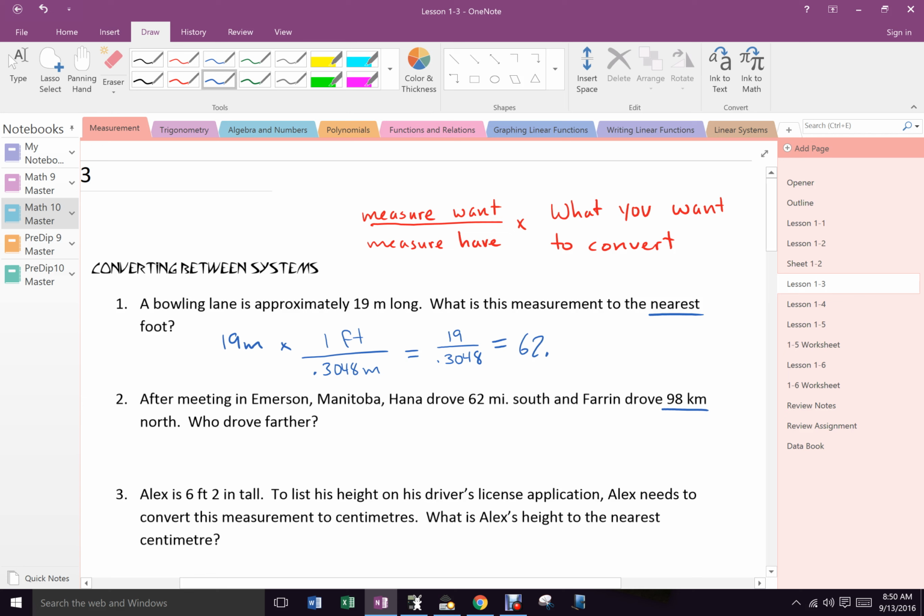62.33. Do I care about the points? Why? Because the question asked for nearest foot. So 62 will do. Picking up what I'm putting down?